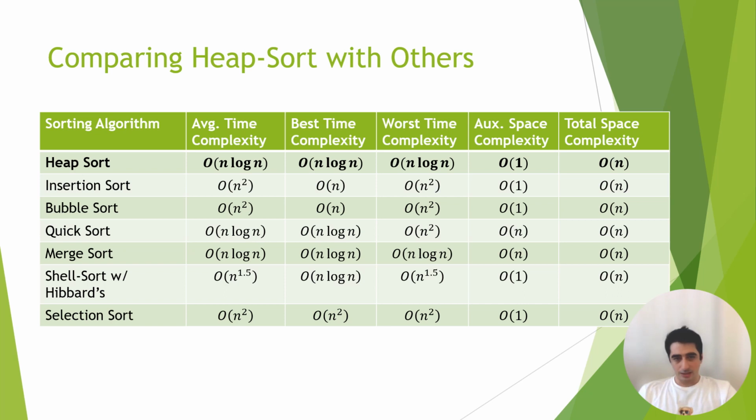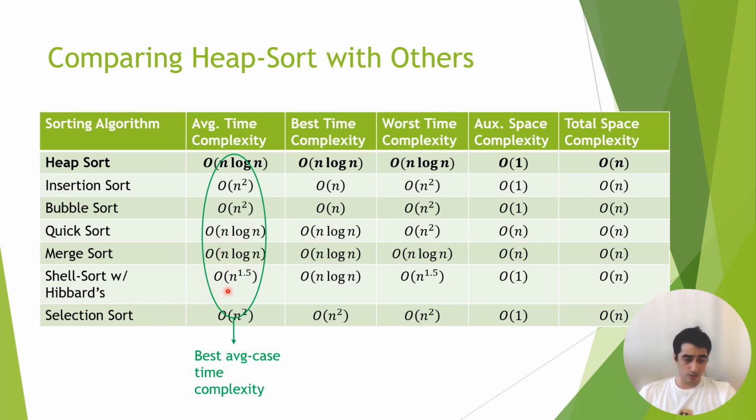Finally, let's take a look at the way heap sort is compared with other sorting algorithms. As you see on the top, we have heap sort with the average time complexity n log n, best time complexity of n log n, worst time complexity of n log n, average space complexity of order of 1. This is the auxiliary space complexity, I should say, and the total space complexity of n. For the other sorting algorithms, the average time complexity cannot beat heap sort. Insertion and bubble sort are worse. Quick and merge are the same.